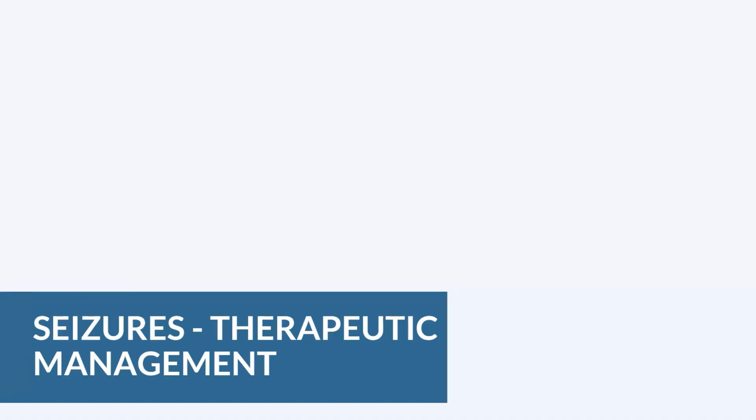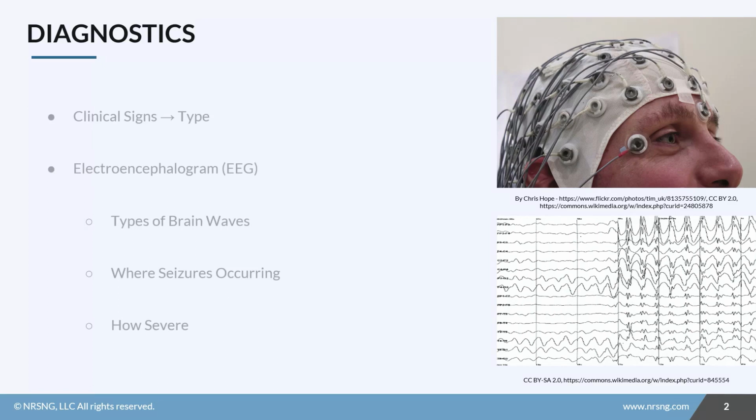So now that we've looked at types of seizures and their causes, as well as what nursing assessments we need to perform, let's look at therapeutic management for patients with seizures. The first thing we'll see is our diagnostic testing. Now, seizures are diagnosed and named based on their clinical signs so that we know what type they are. So we need to look at those things in particular.